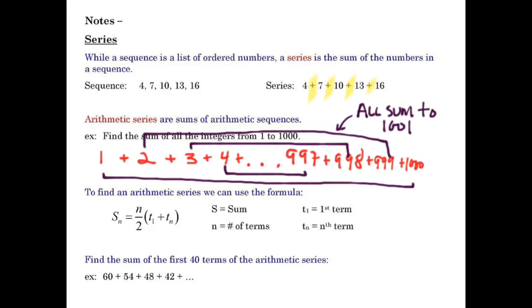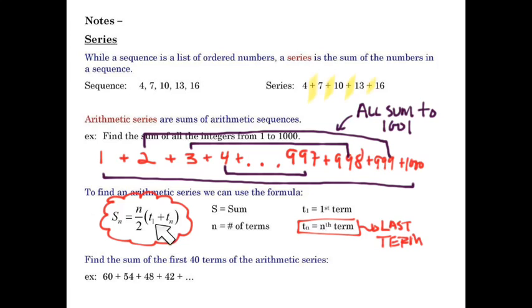If they all sum to 1,001, then the whole series is some multiple of 1,001. That looks like this formula, where I take n over 2 times t1 plus tn. This is the first term and the last term, in this case 1 and 1,000, which add to 1,001. And I don't have 1,000 of those, because I'm taking two terms to make each 1,001. So I take n over 2 times whatever these two add up to. For the above, it would be 500 times 1,001.